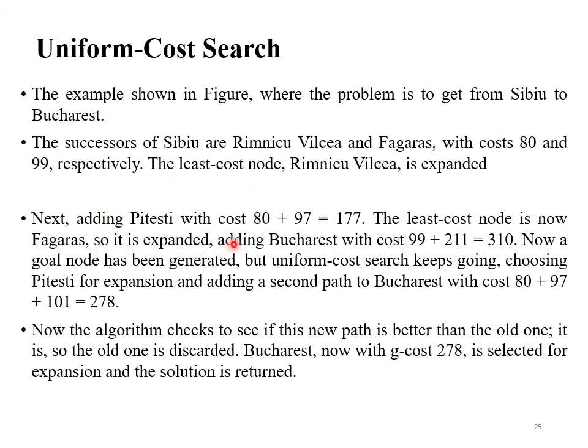Next, adding Pitesti with cost 80 plus 97 is 177. The least cost node is now Fagaras, so it is expanded, adding Bucharest with 99 plus 211 equal to 310. Now a goal node has been generated, but uniform cost search keeps going. Choosing Pitesti for expansion and adding a second path to Bucharest with cost 80 plus 97 plus 101 equal to 278.